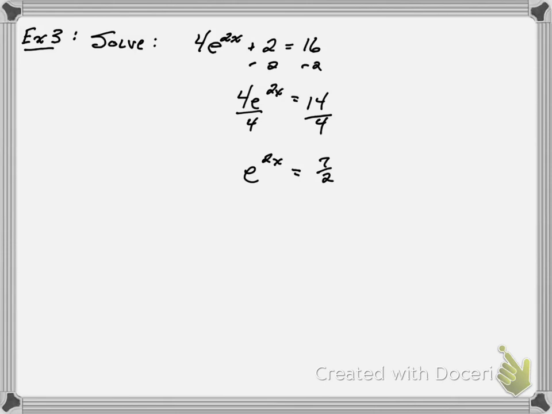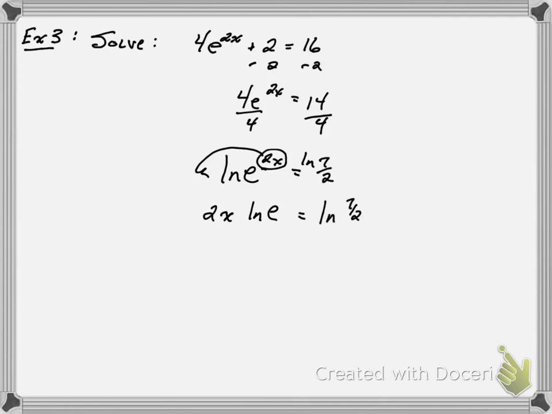When you get to this point now, remember, you had to take the log last chapter. Well, my base is e, so how do I undo e? You do the natural log of both sides. What does that do? Well, that's going to take this 2x and bring it in front. So you get 2x times natural log of e equals the natural log of 7/2.